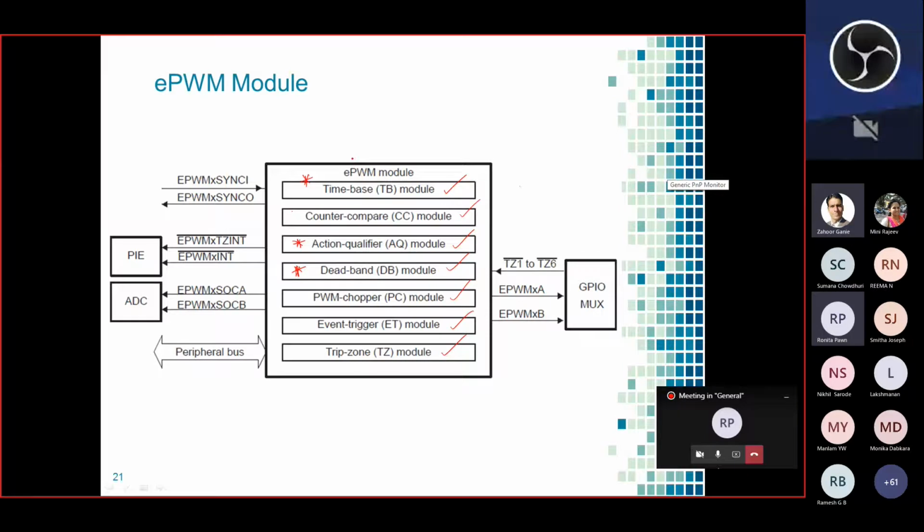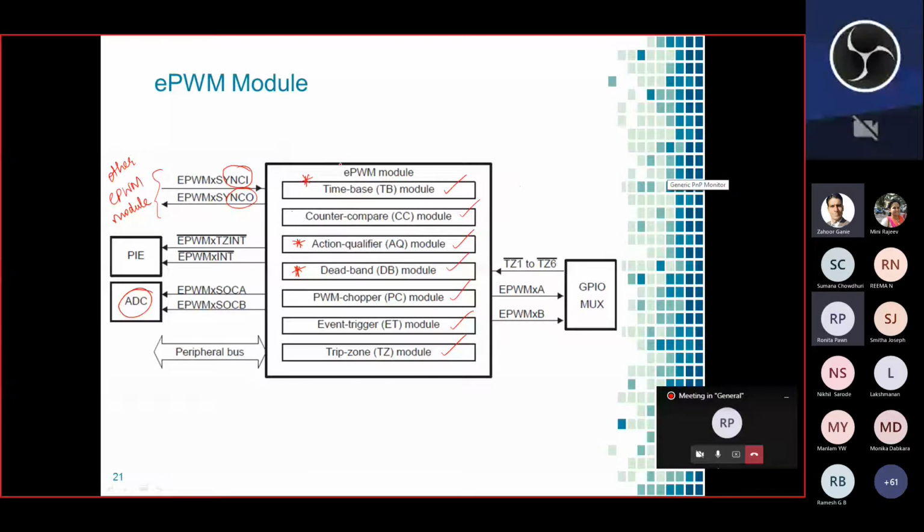And the EPWM module can communicate with various things available in the processor. A single EPWM module can communicate with your trip zone initiation, or with your ADCs, and with your synchronization signals, input synchronization and output synchronization. This synchronization can be used to synchronize with other EPWM modules.